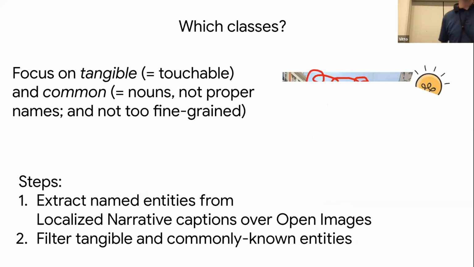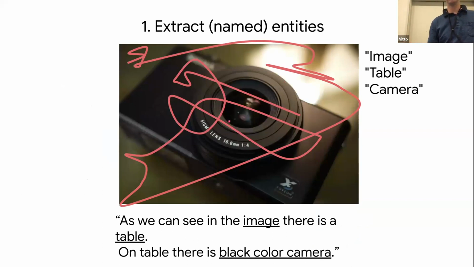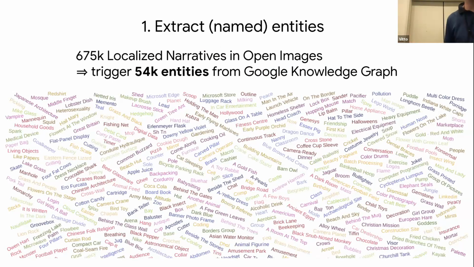So the idea is to focus on tangible, so touchable, and common classes. We start by extracting noun entities from the localized narrative captions, and then we filter them for tangible and commonly known entities. We don't want things like the very specific species of spider, something common. So extracting noun entities is easy with NLP tools; here it will be image, table, and camera. And then from the 675,000 localized narratives in Open Images, this gives about 54,000 entities that are triggered this way, and we match them to the knowledge graph.